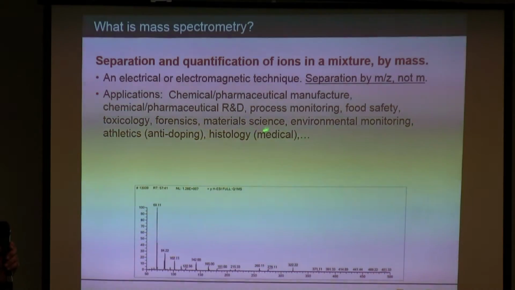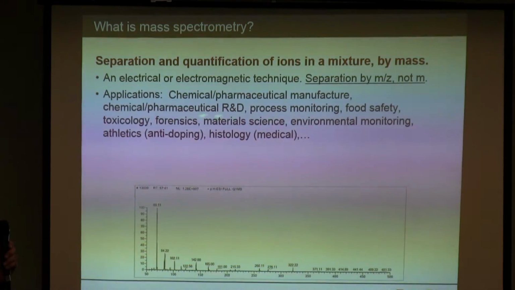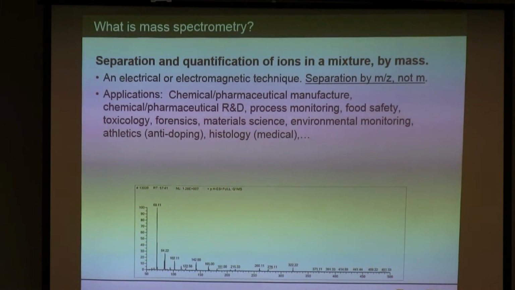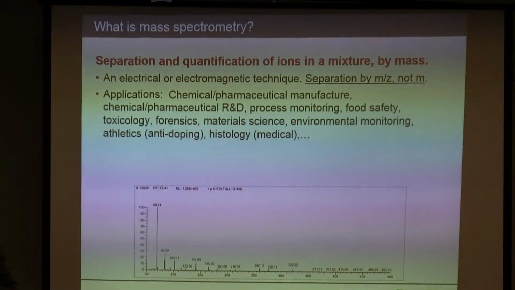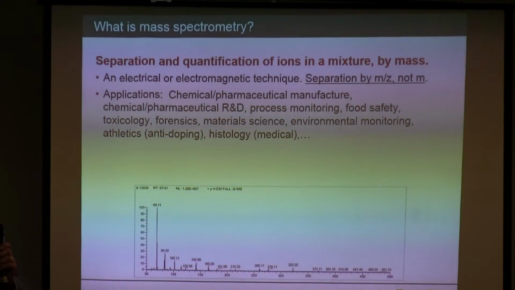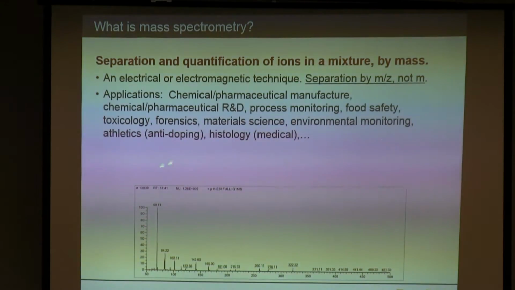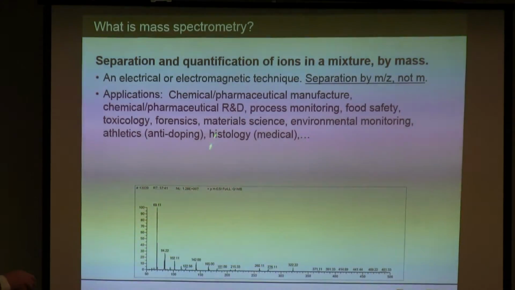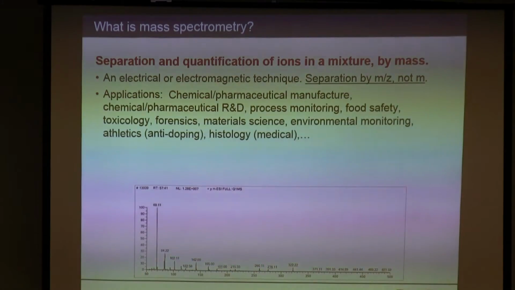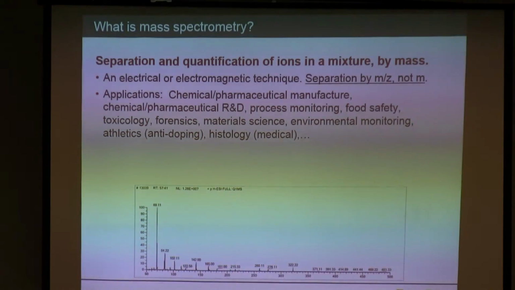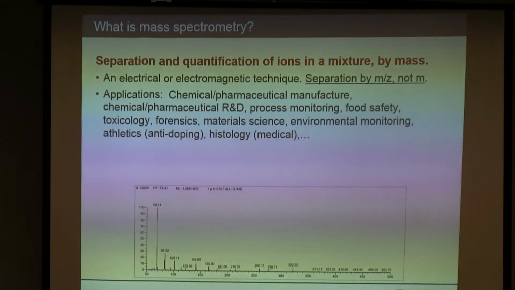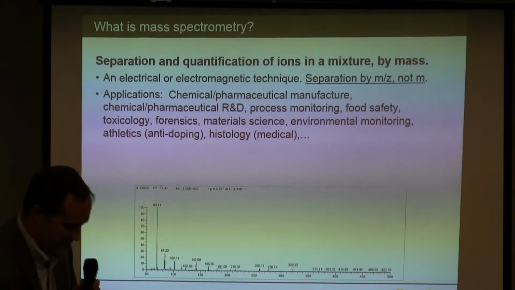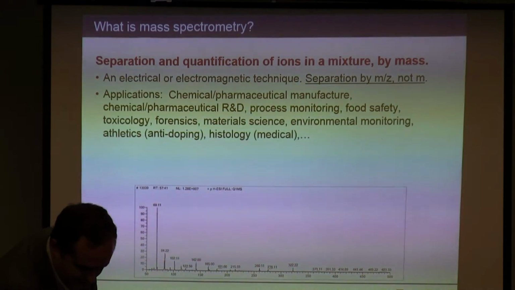Toxicology, forensics, material science, environmental monitoring, athletics. Thermo actually had the contract for the last 2 Olympics for anti-doping. Most of the blood samples and urine samples for steroid tests were run on our instruments. Histology: if you want to look for vitamin D levels, testosterone levels, it's an emerging technique there. And you get much greater sensitivity than the traditional methods.